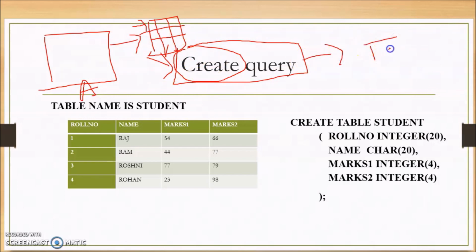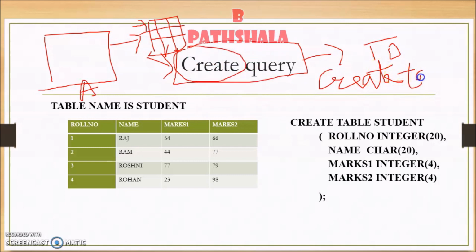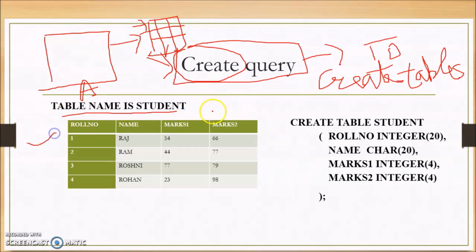It is used to create tables. So whatever tables you are storing in the database, initially you can create them with the help of create queries. So if you can see, there is a table whose name is student. It consists of some records. First the column names are roll number, then name, marks 1, marks 2, and so on. Now how to write this create query? What is its syntax, what is the way to write it?